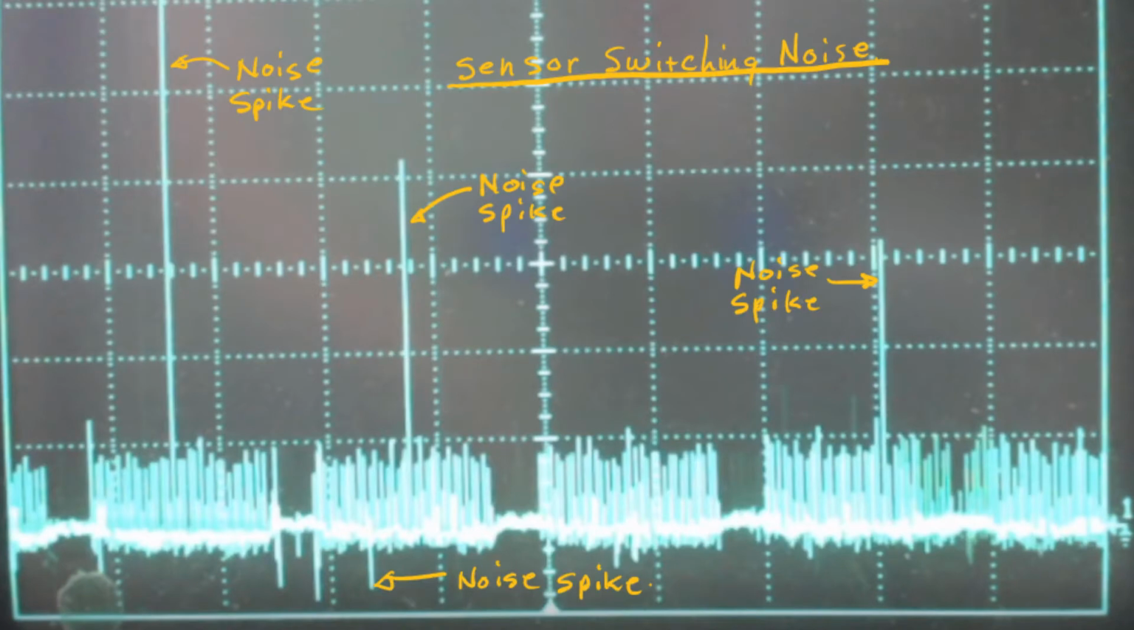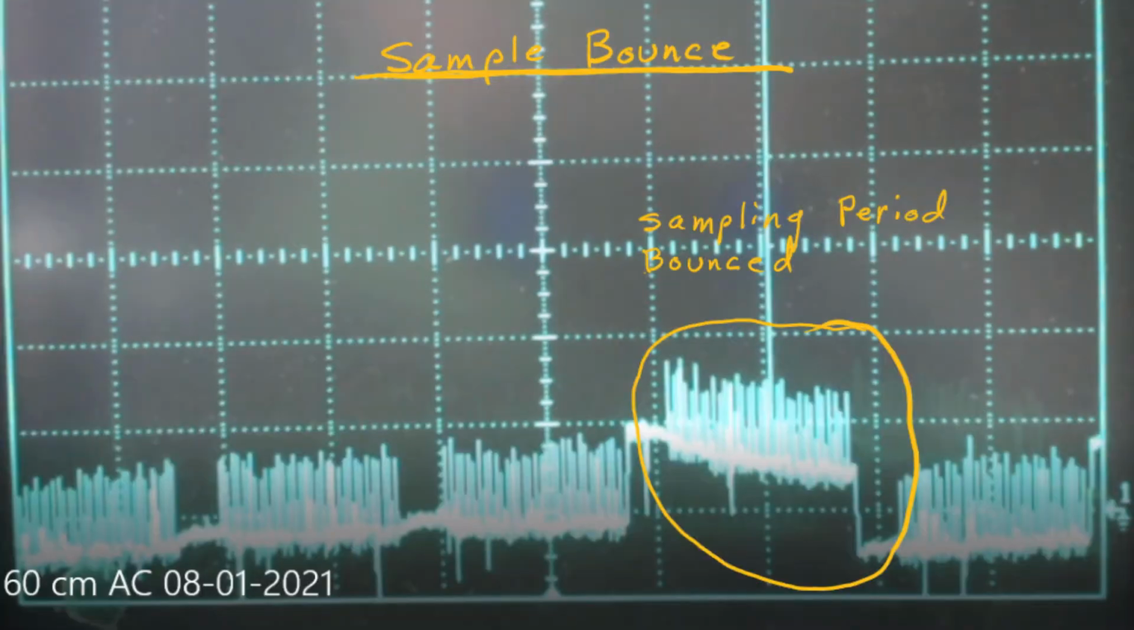Switching noise happens at either the rising or falling edges of the sampling pulses. These are quite large compared with the rest of the signal. You can see from the waveform that they are quite frequent. Low-frequency bouncing occurs at specific distances.